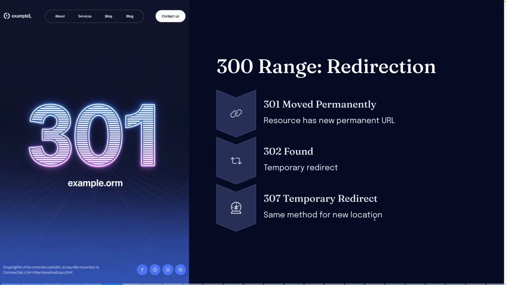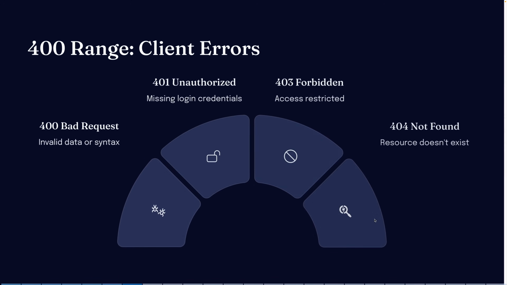So next one comes the 400 range, client errors. Here the 400 range is for client errors, when the client messed up. Think 400 bad request is for invalid data, 401 is unauthorized, missing login credentials, and 403 is forbidden, that means access is restricted, or the famous 404 not found, the resource doesn't exist. So these codes help pinpoint what the client did wrong.